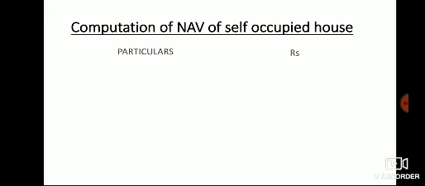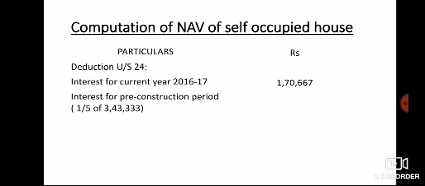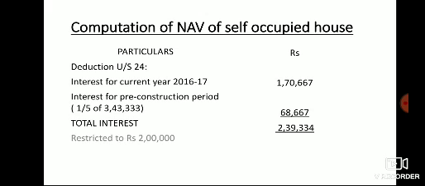Computation of NAV of self-occupied house. The NAV of self-occupied house will be nil, but deductions are allowed. If you remember the important points, even though the NAV is nil, deductions are allowed. Deductions under section 24. Interest for current year 2016-17 will come to 1,70,667 as calculated, and 1/5 of your pre-construction period interest, which comes to 68,667. So total interest is 2,39,334.